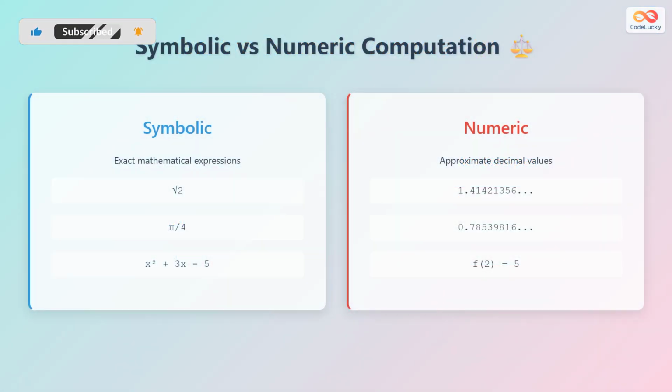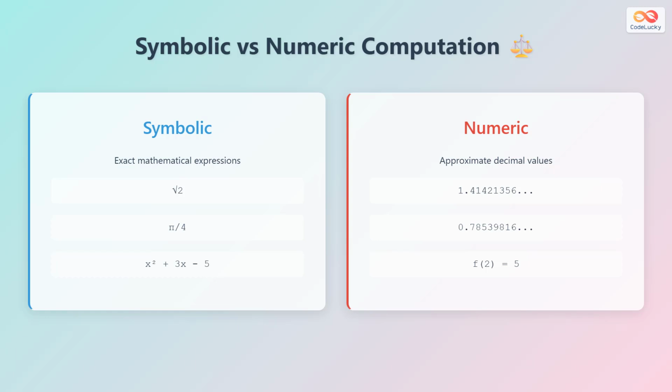Let's clarify the difference between symbolic and numeric computation. Symbolic computation deals with exact mathematical expressions. For example, square root of 2, pi divided by 4, or a polynomial like x squared plus 3x minus 5. These are represented and manipulated as symbols and formulas.